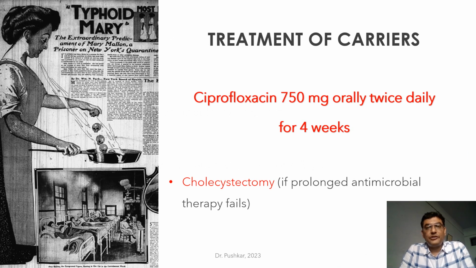Now we will see the treatment of carriers. If we want to effectively eradicate the carrier state, then ciprofloxacin can be given 750 mg orally 2 times a day for 4 weeks. If there are still bacteria, meaning the antimicrobial therapy fails, then we use cholecystectomy.